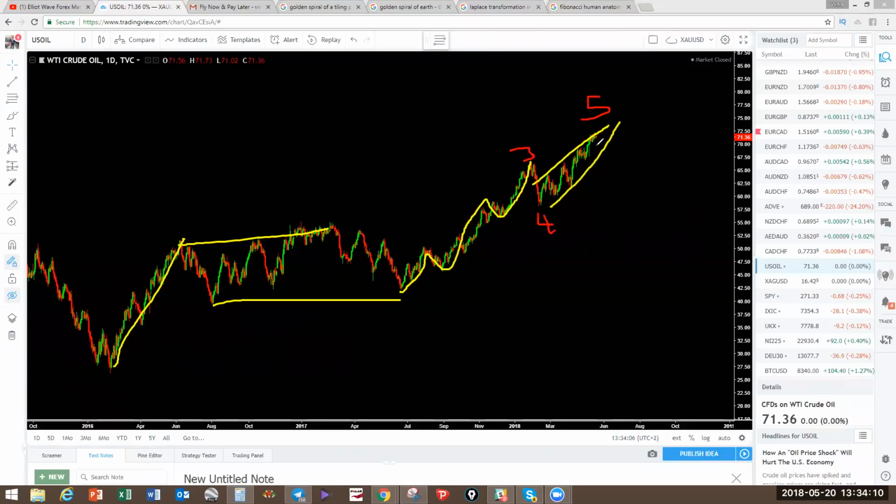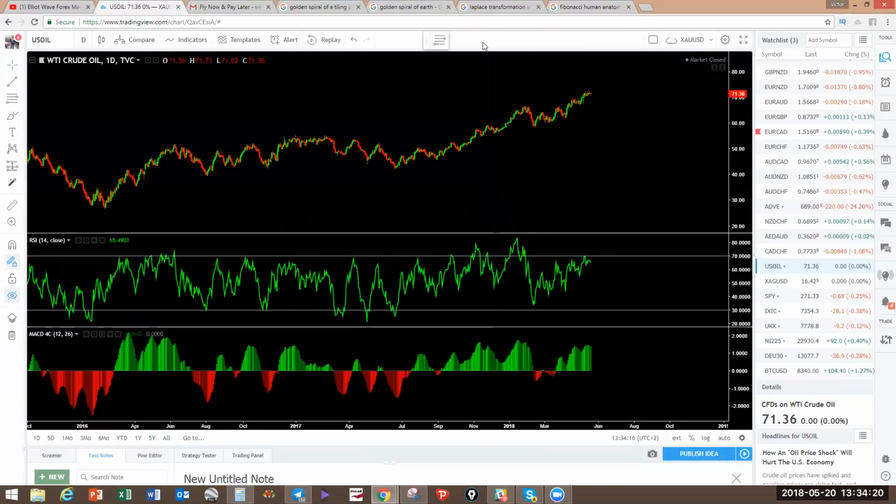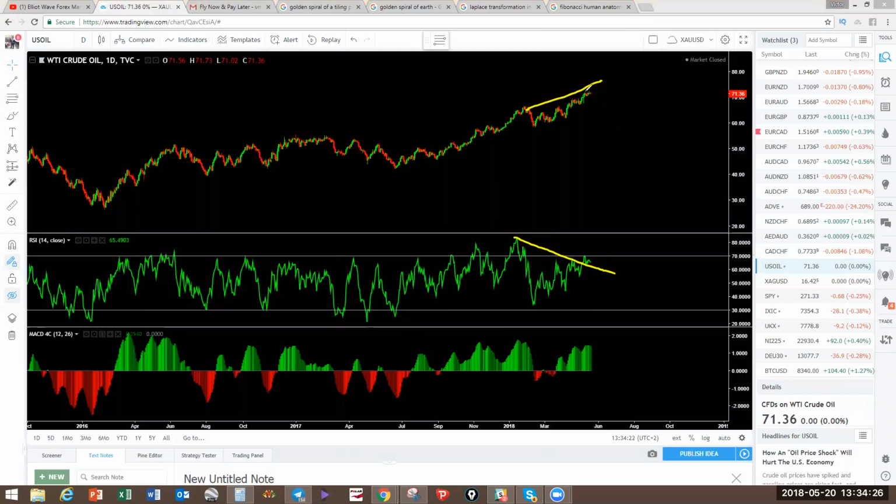If that is a wave 5, we need to see divergence between 3 and 5 for a corrective structure. Let's see if there is any kind of divergence. There is very strong divergence. So at some point, as much as it's still going up, it can actually get a pullback, because you get that strong divergence there. That is oil.